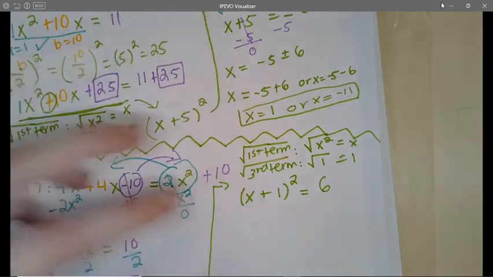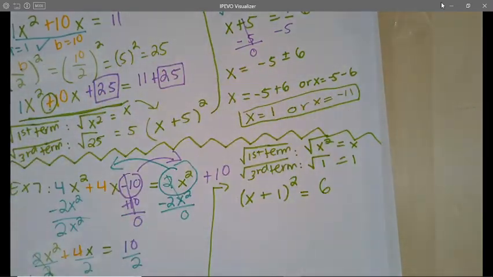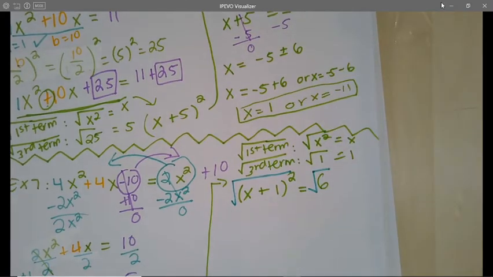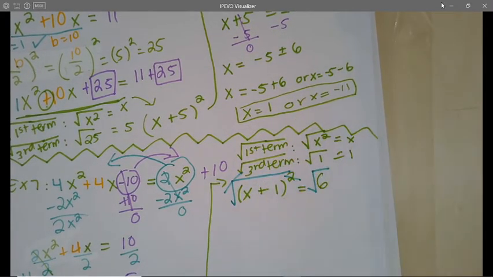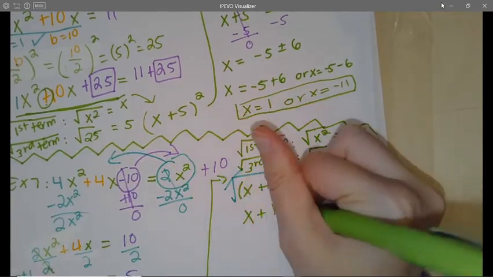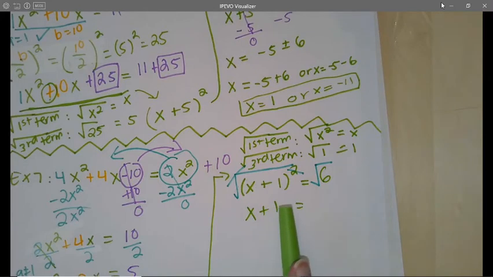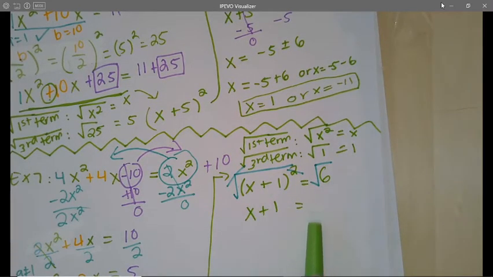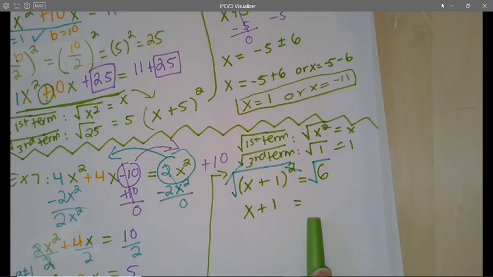Look at that. Now I have a binomial squared, and guess what? The way that we cancel out a square is by square rooting. That is the inverse of a squared. All right, let's solve this thing for x. So I'm going to square root both sides of the equation, and the square root and the squared will cancel out. So I'm left with x plus 1 equals, now, don't forget, when you square root both sides of an equation, what will appear on my right-hand side of the equation?